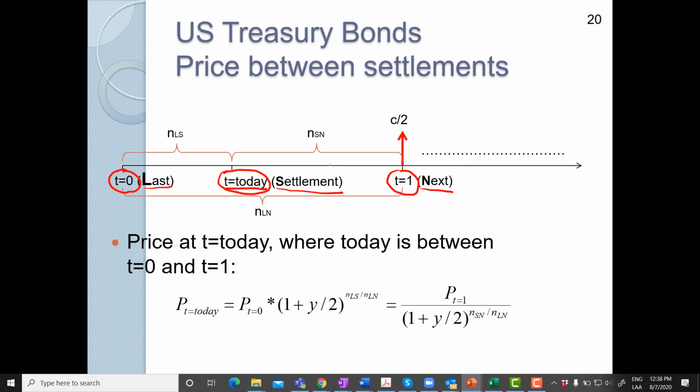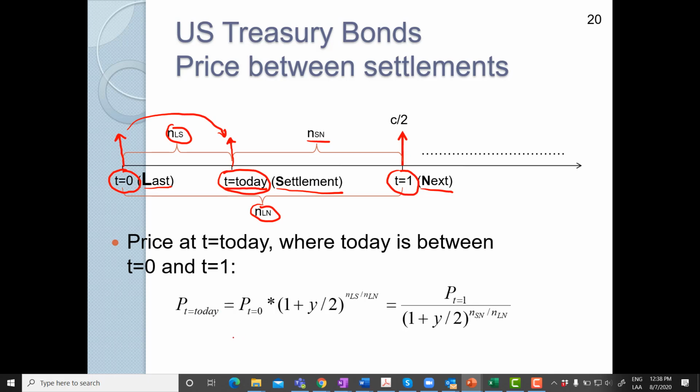To do this, we're going to need the number of days that go from last to next, and the number of days that either go from last to settlement or from settlement to next. And then it's going to be very easy, because the only thing we're going to do is say we have the price here at time t equals 0. So then the only thing we need to do is get the future value of that price so that I bring it to t equals today.